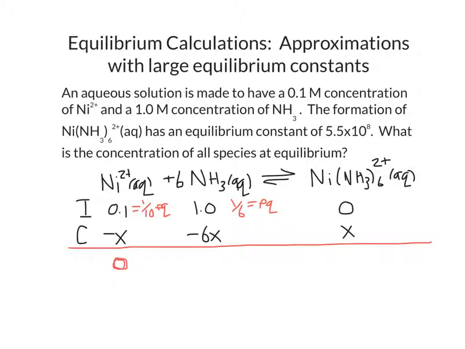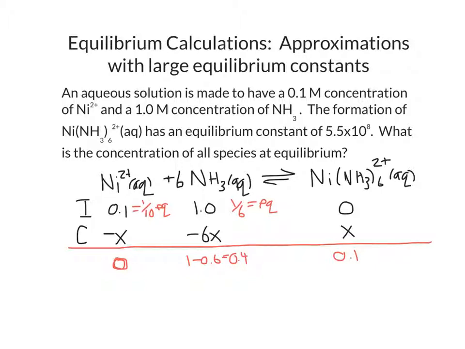And then that means that if X is 0.1, then I've used up 6 times X, or 0.6 of the 1 molar that I had to start with for the ammonia. And so I'm going to be left with 1 minus 0.6, which is equal to 0.4 of the ammonia. And every time I use up 0.1 of the nickel, I make 0.1 of the nickel amine. And so I'm going to end up with 0.1 of the nickel amine.